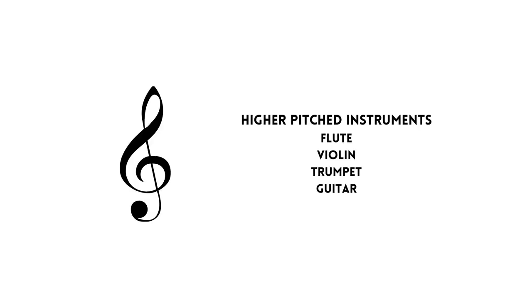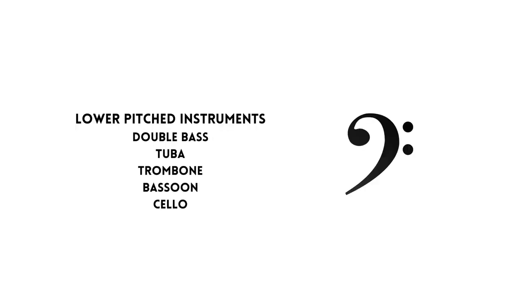Instruments that sound higher, like the violin and the flute, will use treble clef, while instruments that sound lower, like the double bass or the tuba, will use bass clef. Different clefs display a different range of pitches and are required to accommodate the different pitch ranges that each instrument can play.